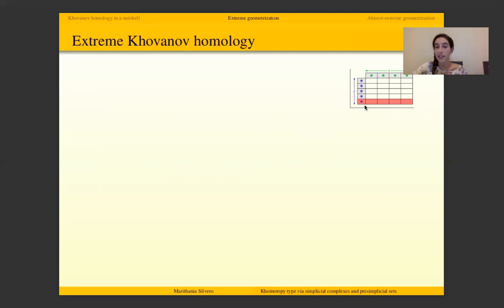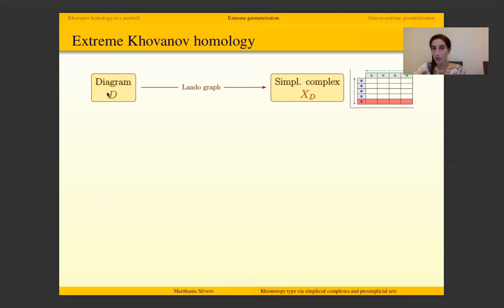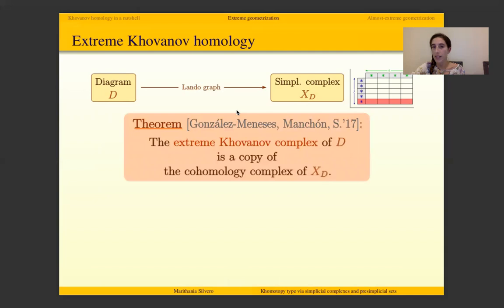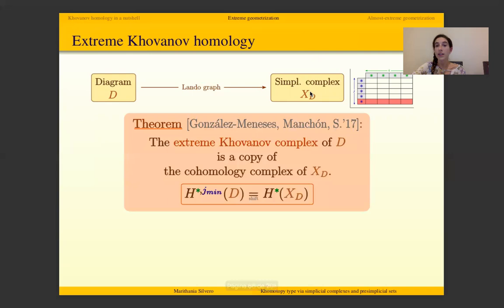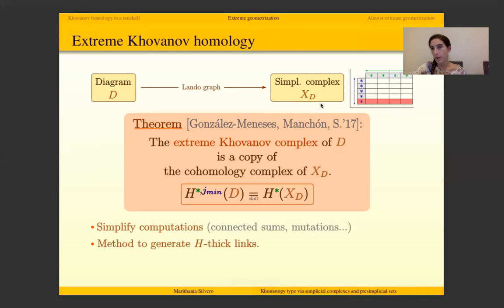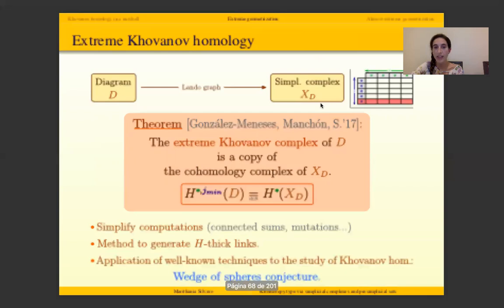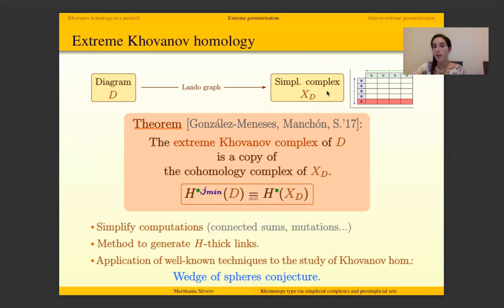So we start with a diagram, and we want to construct a simplicial complex. On the way, we are going to consider a graph called the Lando graph, okay? We have this theorem by Juan González-Meneses, Pedro Manchón, and myself, saying that the extreme Khovanov complex of the diagram is a copy of the cohomology complex of this simplicial complex that we construct. As a consequence, the extreme Khovanov homology of the diagram is equal to the cohomology of this simplicial complex. With this you can simplify many computations, and you can generate H-thick links using that. Since these are simplicial complexes, you can apply very well-known techniques of simplicial complexes to the study of Khovanov homology. And something very interesting is the wedge of spheres conjecture, which, if it is true, will have some implications in the study of these extreme rows of Khovanov homology.